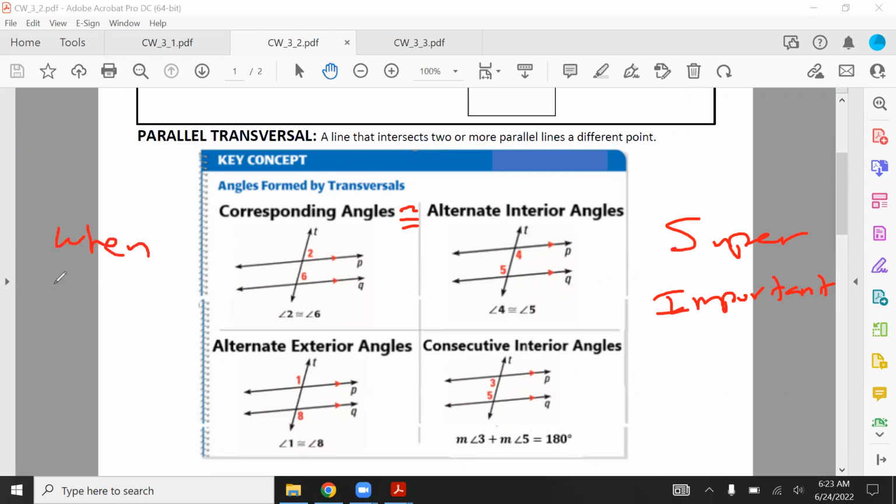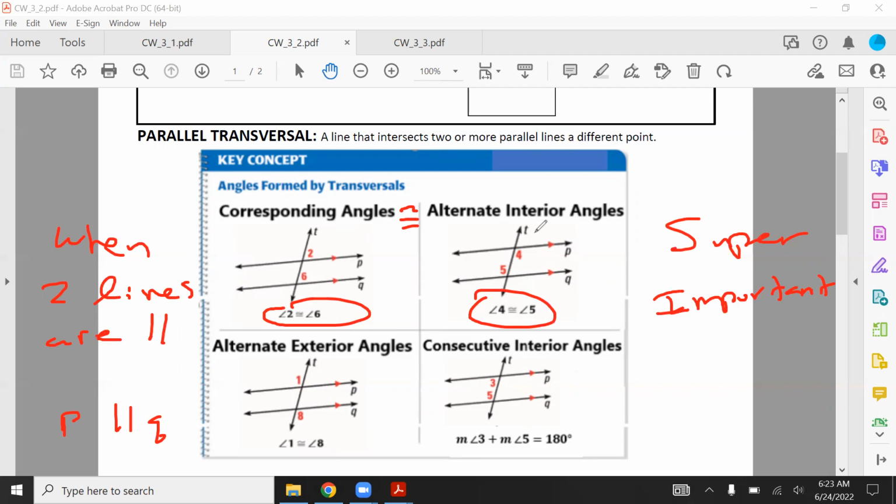This is when two lines are parallel. So P and Q are parallel here. P is parallel to Q. So therefore, 2 is going to equal 6 when they have corresponding angles. Also, 4 is going to equal 5 when you have alternate interior angles. Let me give you a good example here.